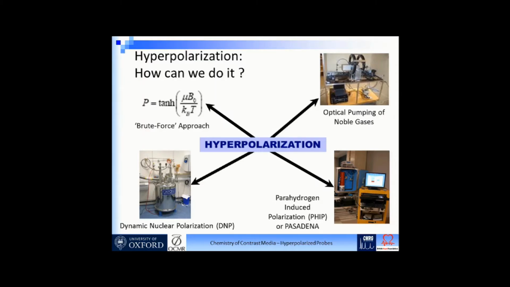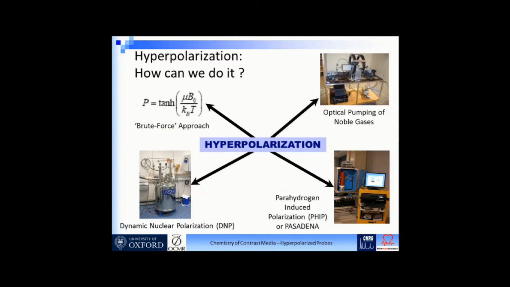The optical pumping of noble gases, which I'll talk a bit more about in a second, has been very useful for inhalation-type experiments for imaging the lungs. There's a technique called parahydrogen-induced polarization, or PHIP, or others have termed it Pasadena, which is very useful for looking at other nuclei, things like carbon-13.